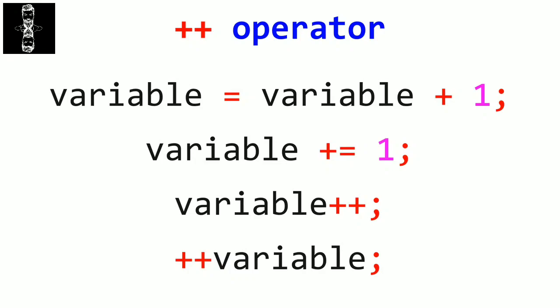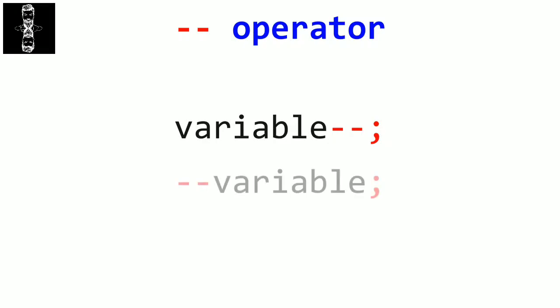Same thing for the decrement operator. Instead of writing variable -= 1, we can write variable-- or --variable. And as said earlier, we will see the difference in the next video.